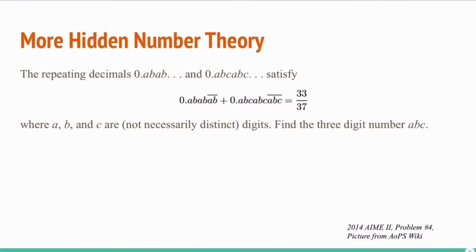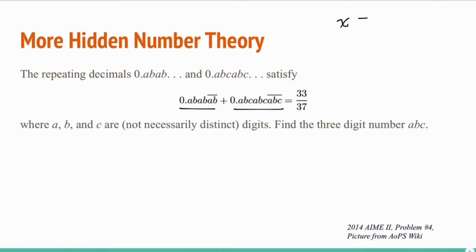Let's do another problem in which the number theory is also hidden, but there's not as much number theory in this problem. The repeating decimals 0.ABAB... and 0.ABCABC... satisfy this formula, where A, B, and C are not necessarily distinct digits. Find the 3-digit number ABC. Before we start, we have to find some way of simplifying these two terms. And there's a really clever way of doing that.